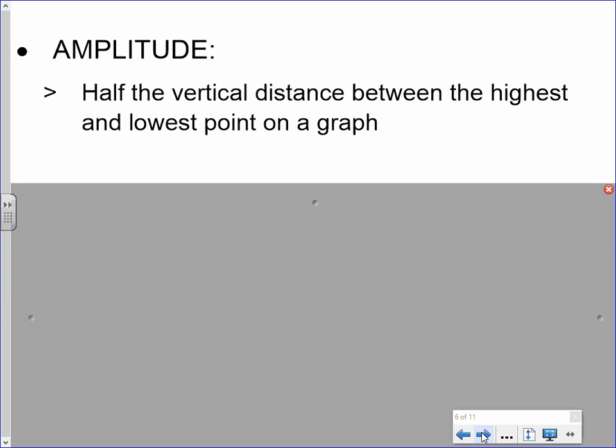Amplitude does refer to the height of the graph. If we talk about the total height, it's actually double the amplitude. Okay, so what you're going to write down for me is: amplitude is half the vertical distance between the highest and lowest point. Okay, so amplitude would be middle of the graph to the top, or middle of the graph to the bottom, or if you want to think of it as half of the total vertical distance. So it's like the frequency. Yes.